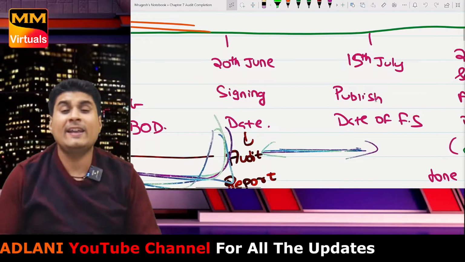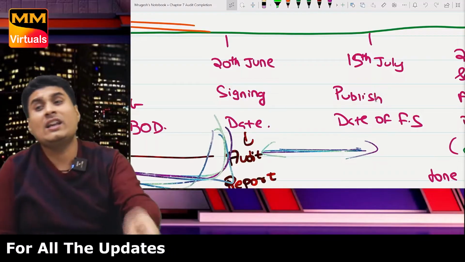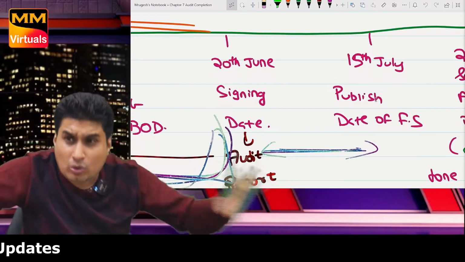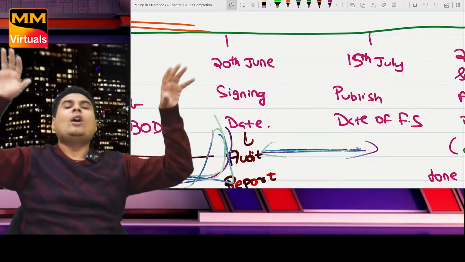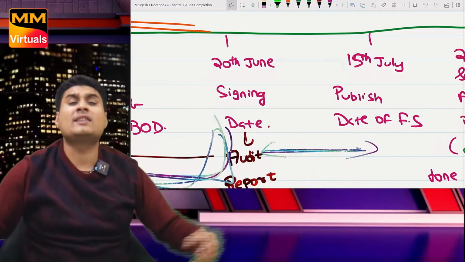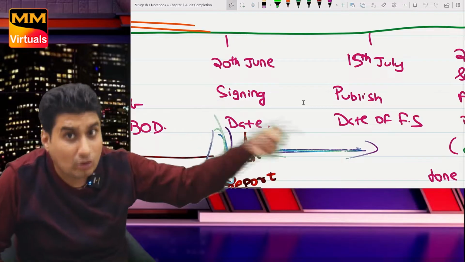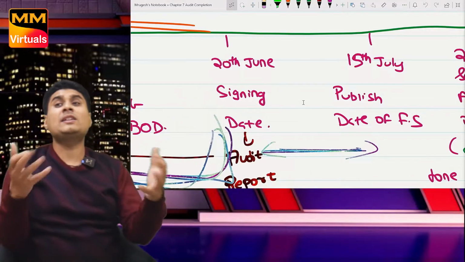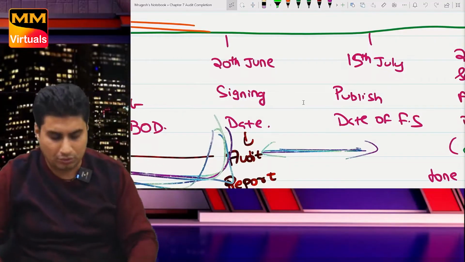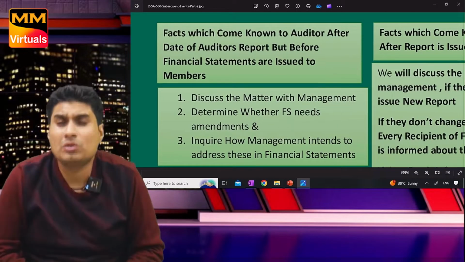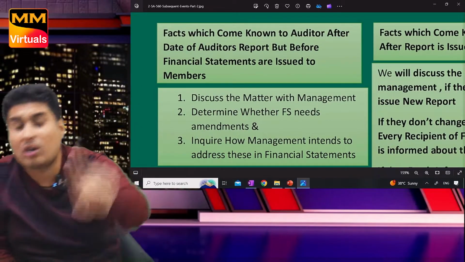One last time. Things which we come to know after the date of the auditor's report but before the report is circulated to members, or things we come to know after the report is circulated to members. Had we known it before, we would have amended the report. So two situations. Number one, all the things which we come to know after the date of the auditor's report but before the report is circulated to the members. Had we known before, we would have changed the report. Two, all the things which we come to know after the report is circulated to members. Had we known before, we would have changed the report. What to do?